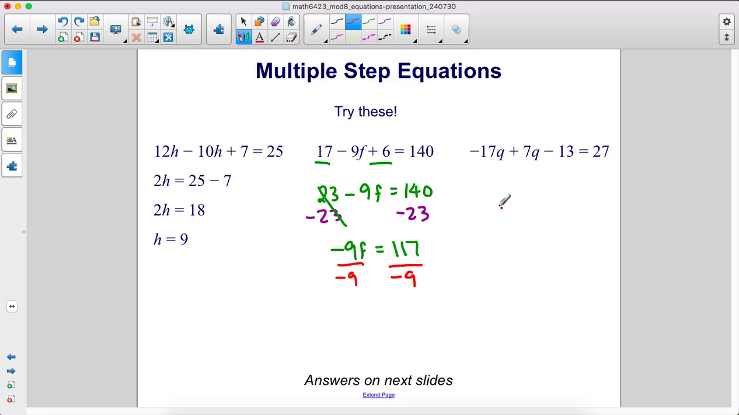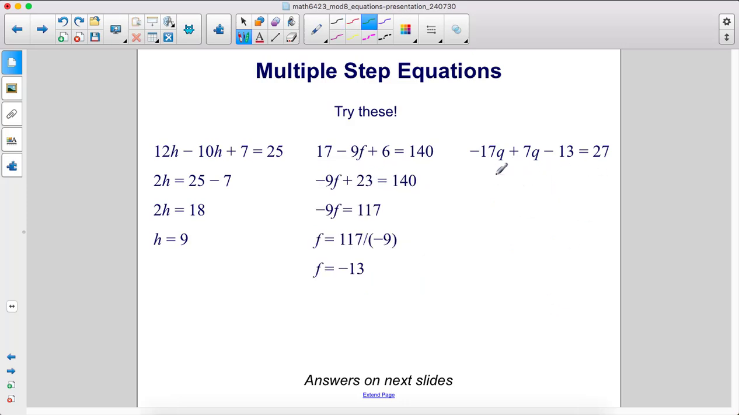Now what is 9 into 117? Well, 9 goes into 11 once. 1 times 9 is 9. Remainder of 2. Bring down the 7. 3. Okay, so the answer is 13, which means f equals negative 13.